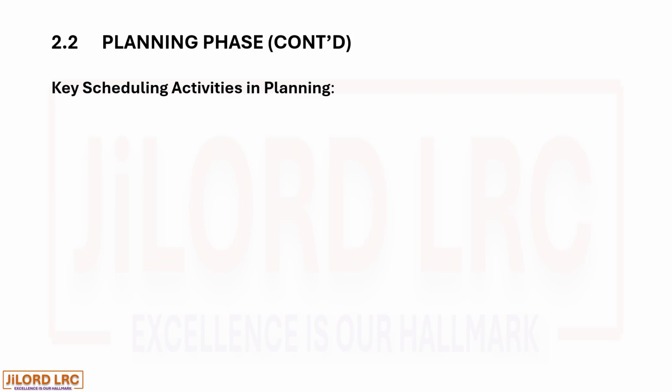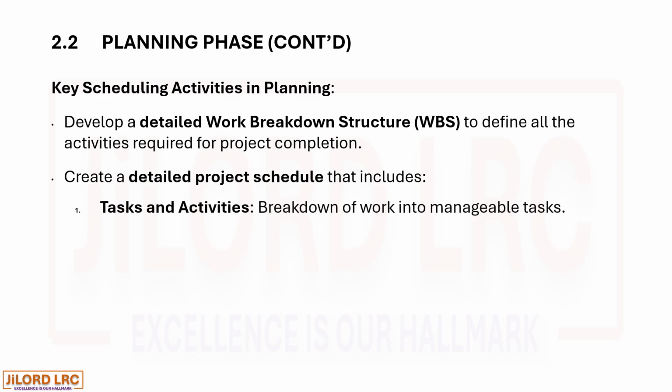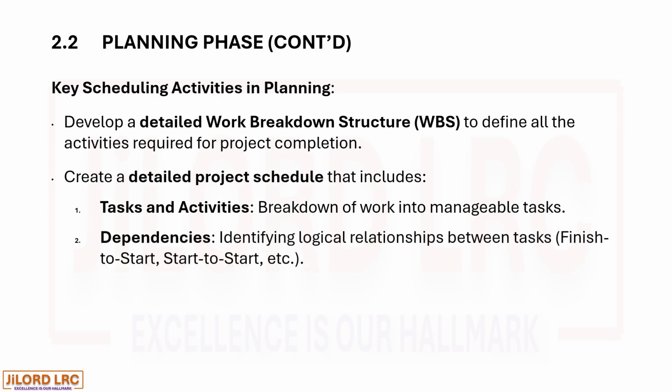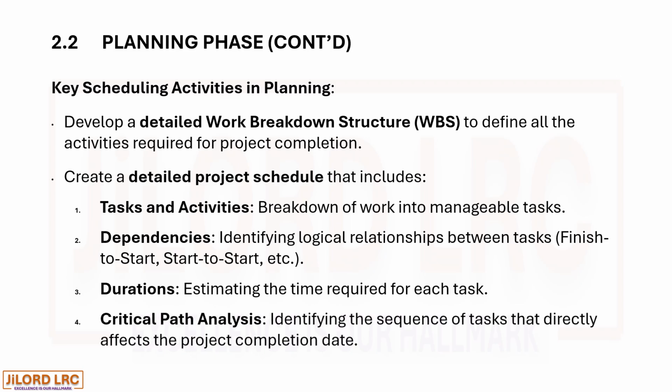Key scheduling activities in planning. Develop a detailed work breakdown structure, WBS, to define all the activities required for project completion. Create a detailed project schedule that includes tasks and activities, breakdown of work into manageable tasks. Dependencies, identifying logical relationships between tasks, that is, finish to start, start to finish, etc. Durations, estimating the time required for each task. And critical path analysis, identifying the sequence of tasks that directly affects the project completion date.